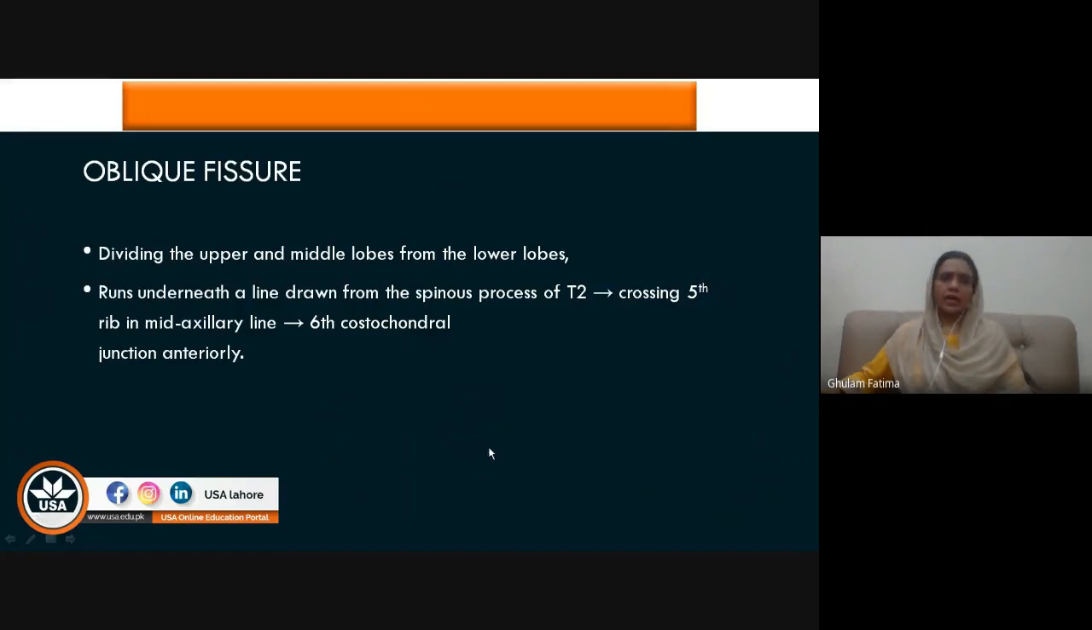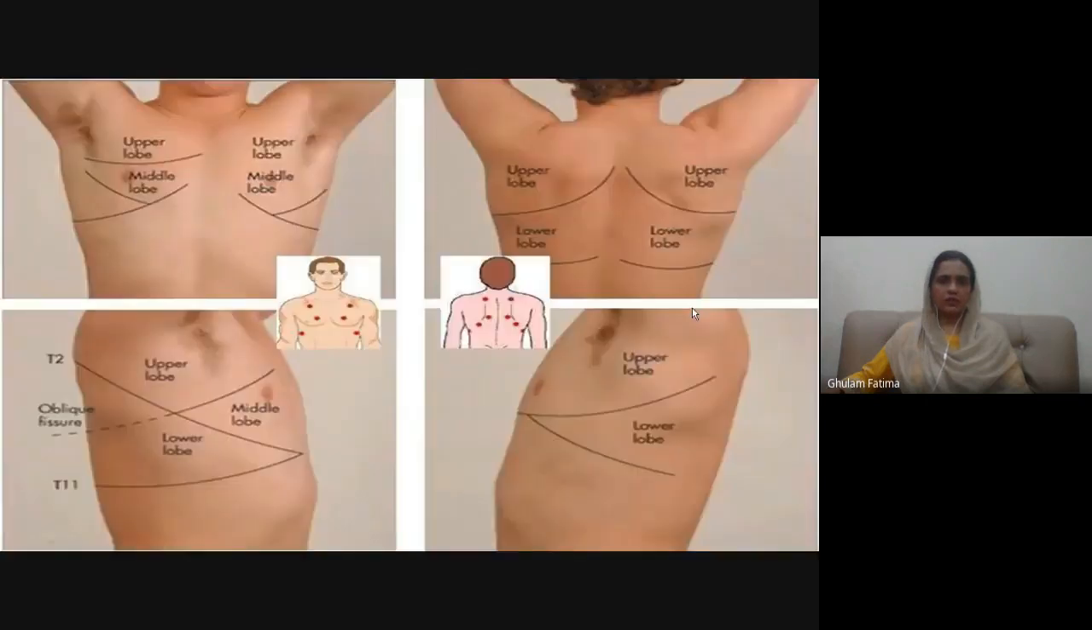Again, the oblique fissure is the fissure that divides your upper lobe and middle lobe from the lower lobe. It is exactly the same on the left side and the right side, but the right side has an additional middle lobe, while on the left side we have only the oblique fissure.